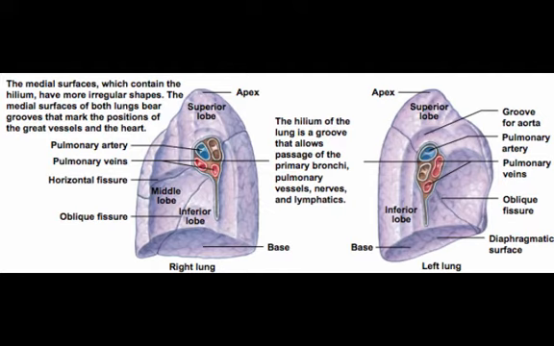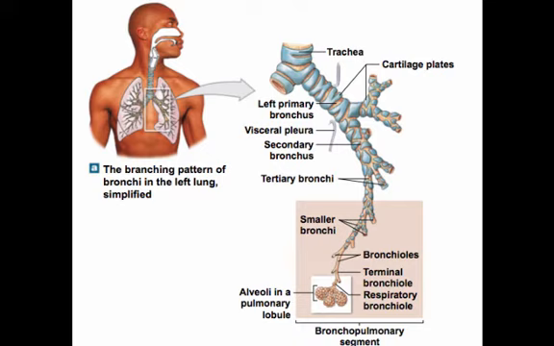The pulmonary artery typically sits superior to the pulmonary veins. The bronchial tree is formed by the primary bronchi and their branches. The primary bronchus branches to form the secondary bronchi. One secondary bronchus goes into each lobe. The secondary bronchi branch to form tertiary bronchi, or bronchopulmonary segments. There are 10 bronchopulmonary segments in the right lung and 8 to 9 in the left.